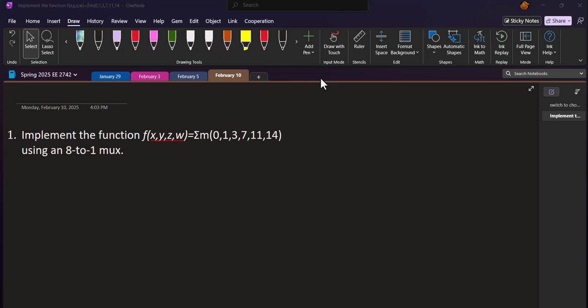So the way I recommend doing it, there are different ways. I'm not saying this is the only way. This is the way that makes sense to me. So you might come up with a different way.